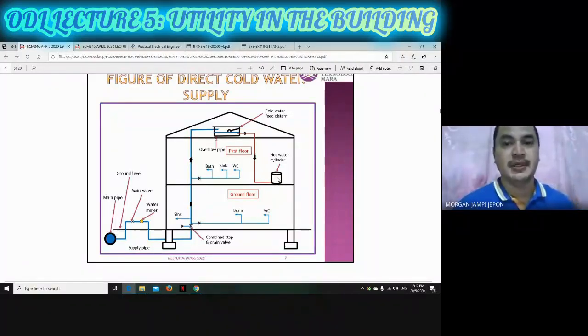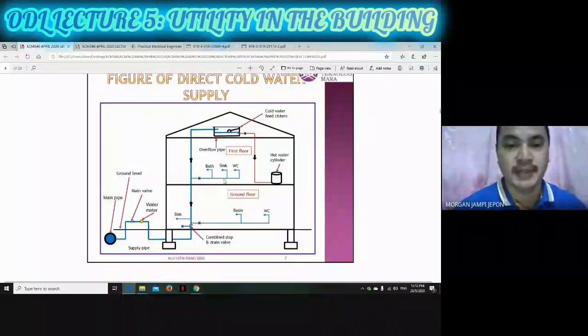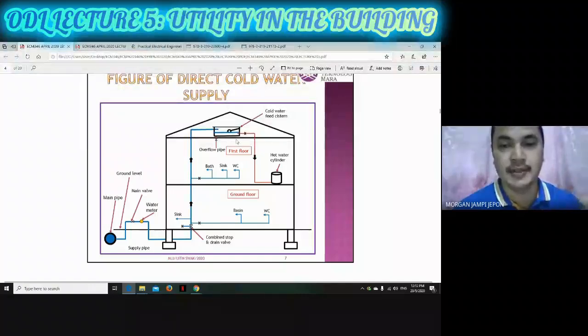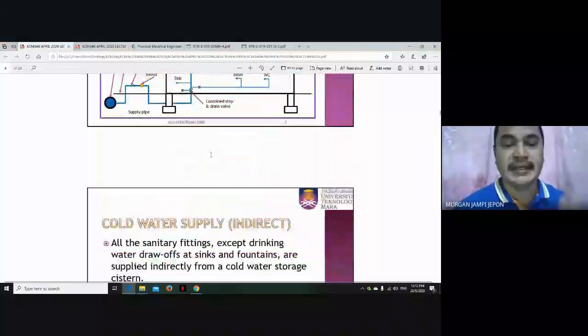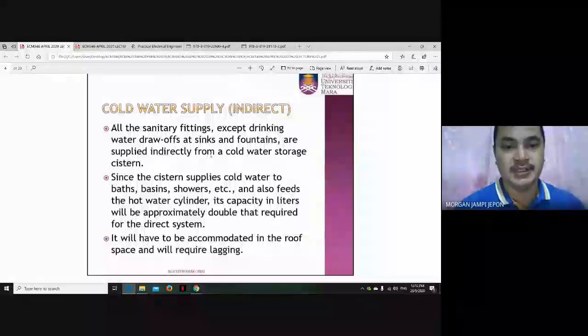So this is called direct cold water supply. Direct means the water supply from the water supply pipe goes direct to kitchen, bathroom, as well as the toilet, okay? And only a small amount of that goes to cold water feed system and hot water cylinder. All right. Next one is indirect cold water supply. Okay. So please read this description on your own.